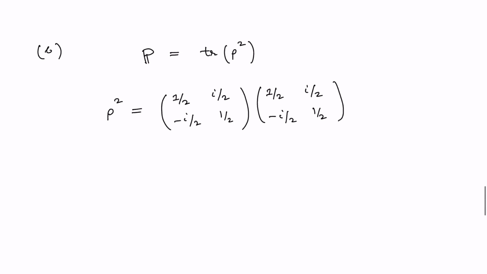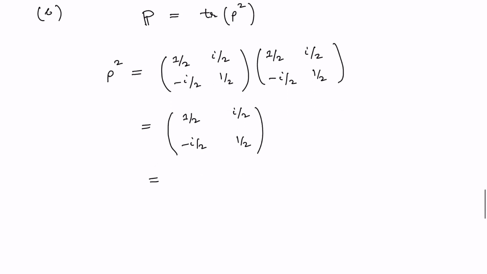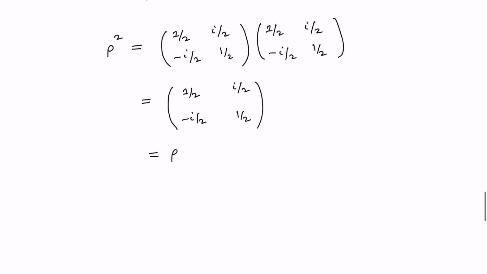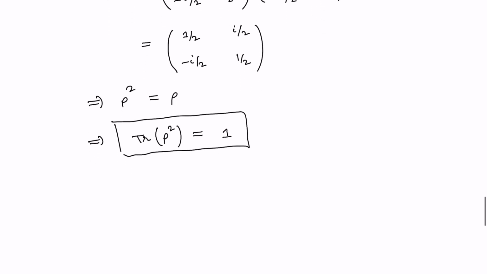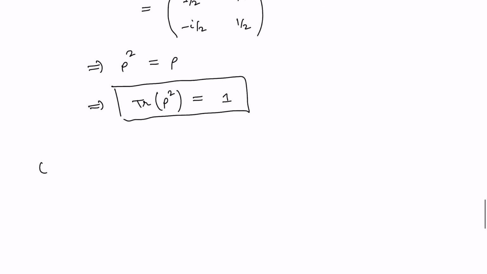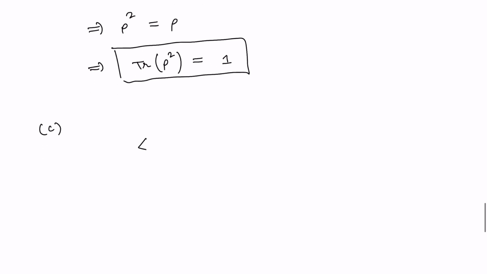Now you please multiply it. Then if you do the matrix multiplication, this is going to give you simply [1/2, i/2; -i/2, 1/2], and this is nothing but the rho. Okay, this means rho square is equal to rho, and that means that trace of rho square is equal to trace of rho, which is equal to 1. So trace of rho square is equal to 1. So purity is 1.